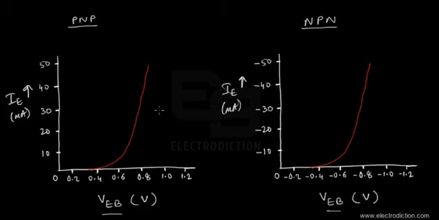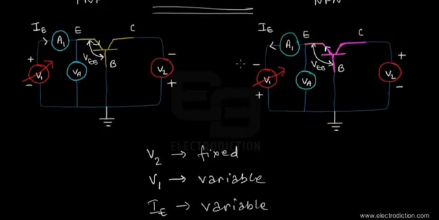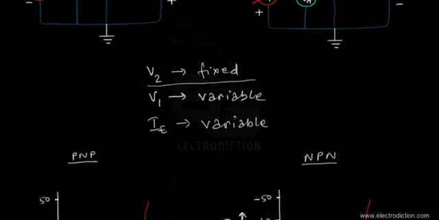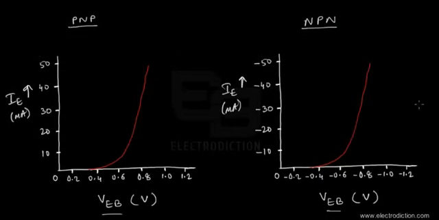And let's consider the fact that we had taken this as a condition where we kept the output voltage source, that's V2 over here, as fixed, as I've just written down over here. So now if you manage to keep V2 variable, then we're going to see a difference in the curves over here.